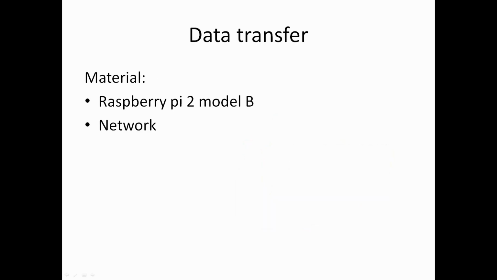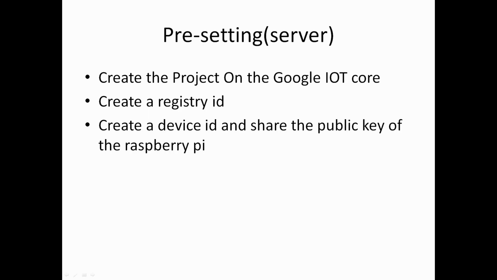I have used the Raspberry Pi 2 Model B and network to achieve that. Before talking about the result, I would like to talk about the presetting first. On the server part, it is needed to create a project on the server, then create a register ID and device ID. On the device ID, it is needed to share the public key that is generated from the Raspberry Pi.